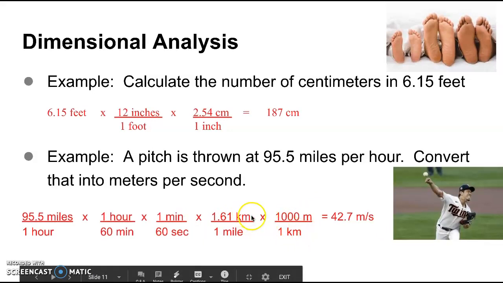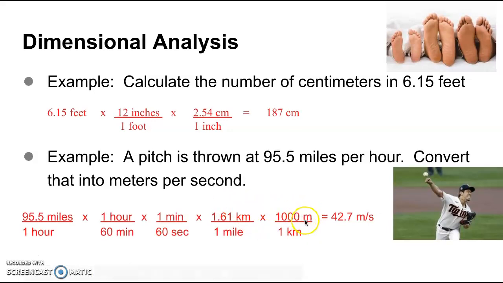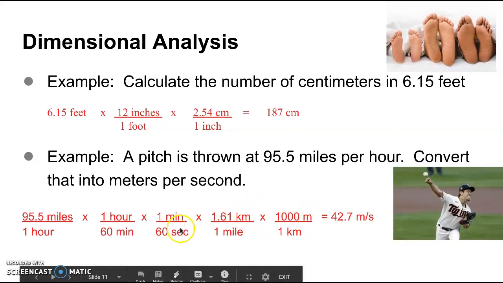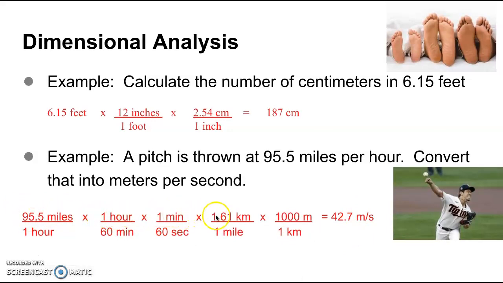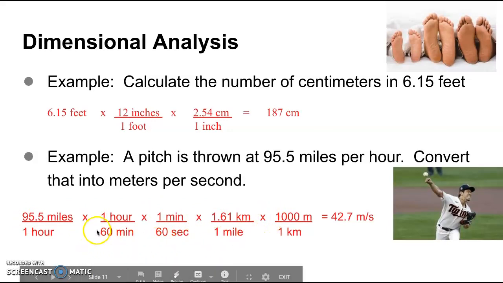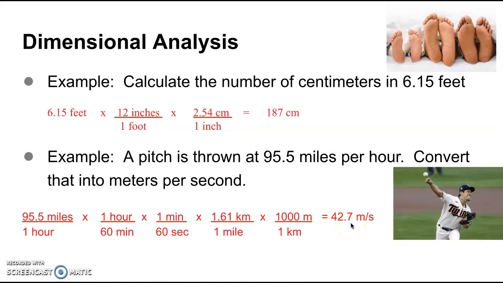We set it up so the kilometers cancel. And now the only units that are left are meters over seconds, and that's the units of our answer. So we would start with 95.5, multiply times 1.61 times 1,000, divide by 60 and divide by 60, and you would round it off to 3 sig figs, and you get 42.7 meters per second.